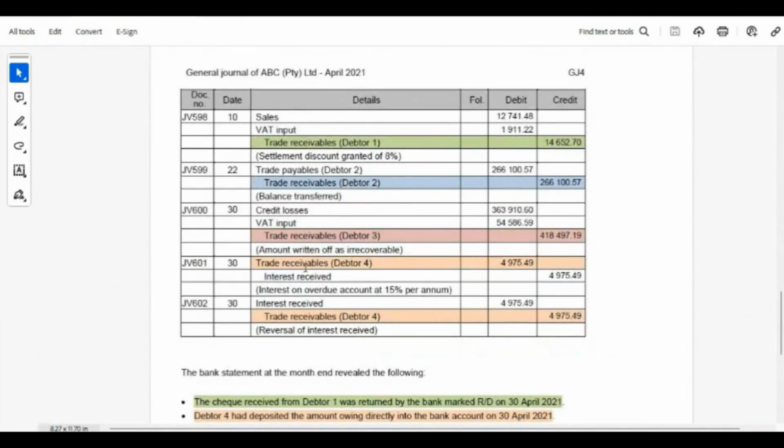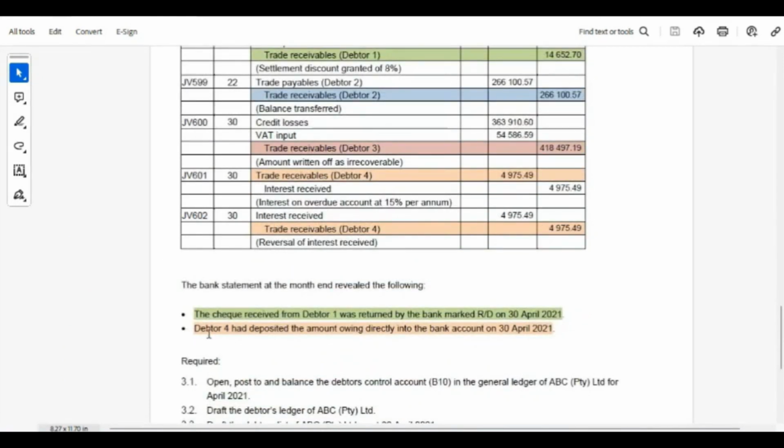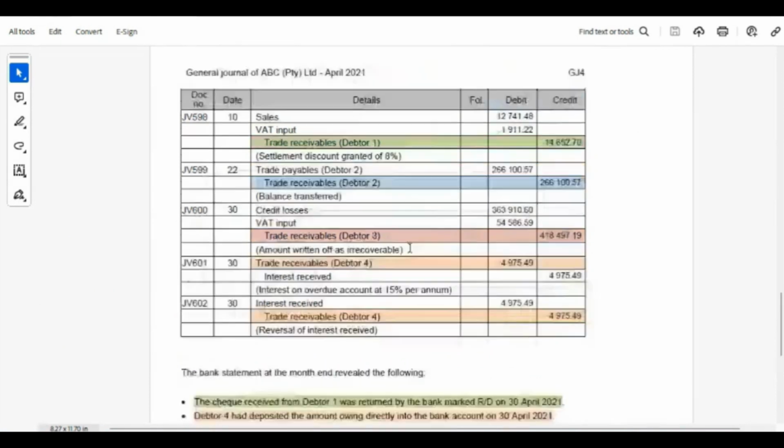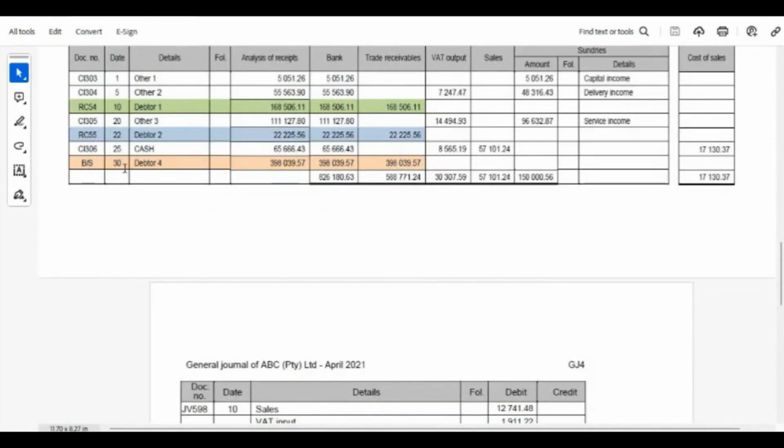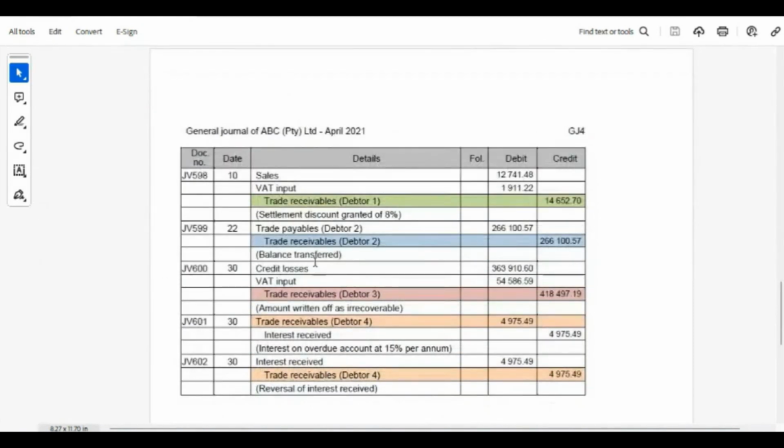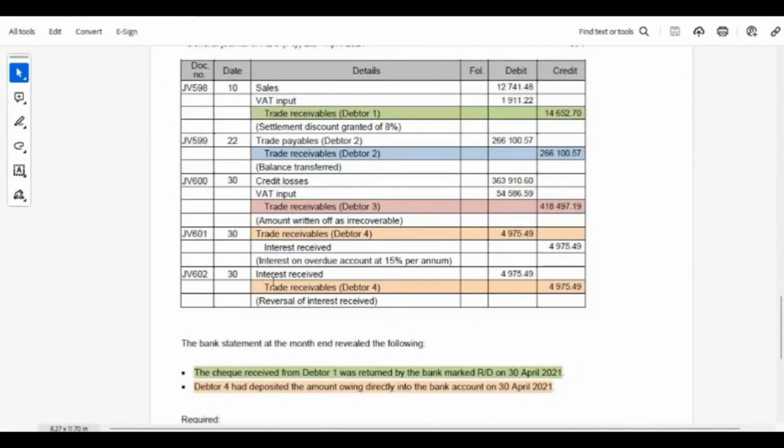There was interest that we charged him, and then we reversed that interest, and the reason is that debtor 4 had deposited the amount owing directly into our bank account, and that is why here it only shows on the 30th, and it was discovered on the bank statement. Okay, but it's not like we have to record the transaction. It was recorded. They're just telling us what happened. And of course, there will now be different codes involved when we deal with debtor 4.